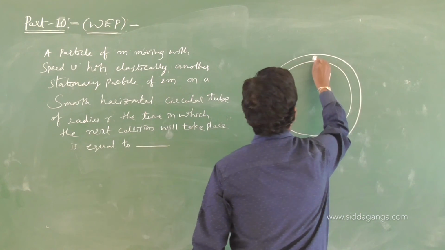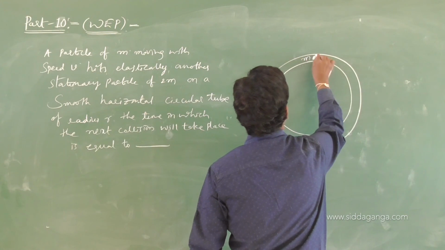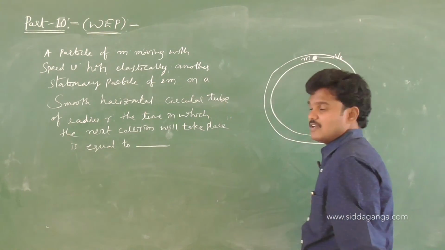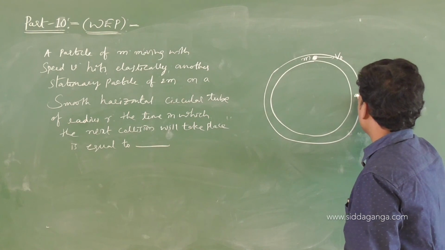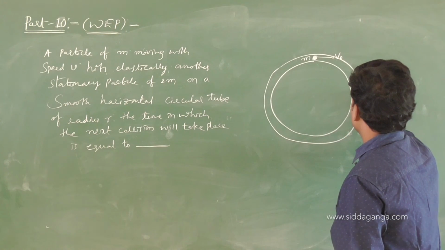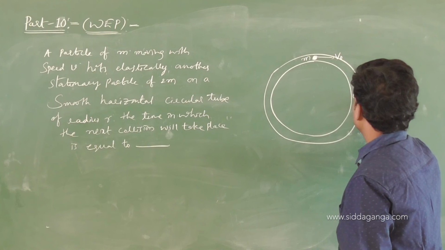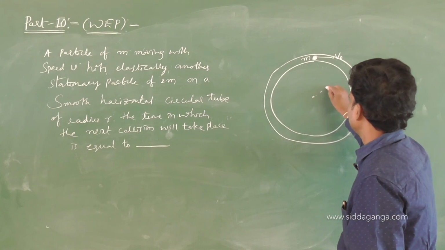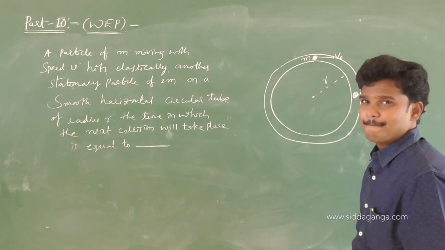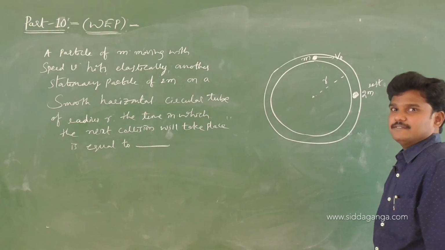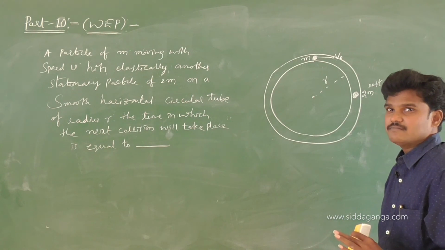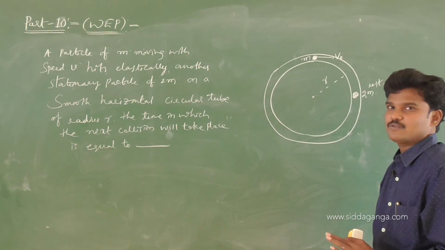There is one particle here whose mass is m and moves with a speed v naught. And at certain distance, one more particle is there. What is this mass? 2m. But this is at rest. This radius is given r. Then see what is this? Is it elastic or inelastic collision? No doubt this is an elastic collision.